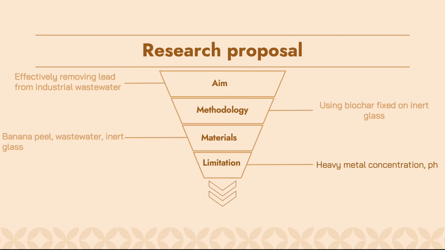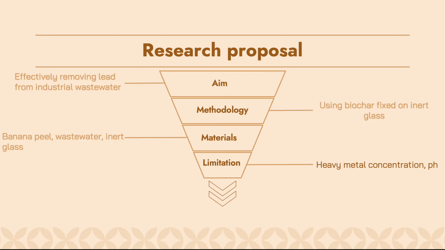Firstly, our research objective is to find a suitable biochar to efficiently remove lead from wastewater. So specifically, we choose a biochar on inert glass, which can efficiently remove lead. The material we select for our experiment is banana peel. Why did we choose banana peel?